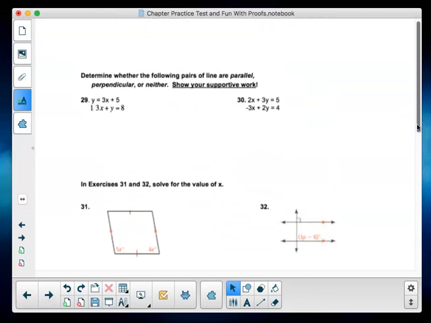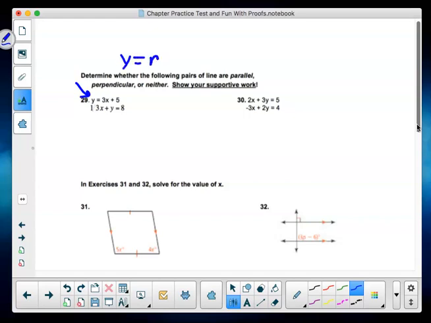Our last 4 problems. Determine whether the following pairs of lines are parallel, perpendicular, or neither. Show your supporting work. This is already in point-slope form, or excuse me, slope-intercept form. So if I can get it to here, if I can read it from point-slope form, it'll be easy. Now in the first one, I'm looking at 1/3 x, so I've got to just subtract 1/3 x on both sides. Okay.